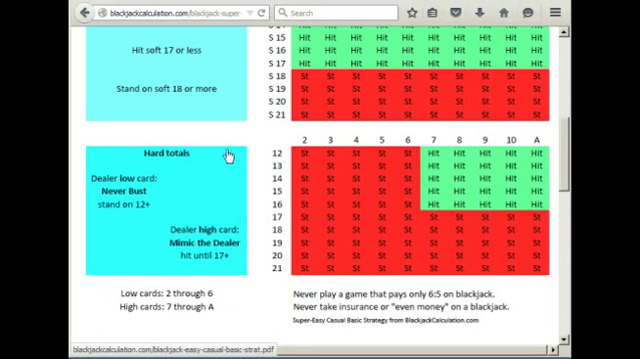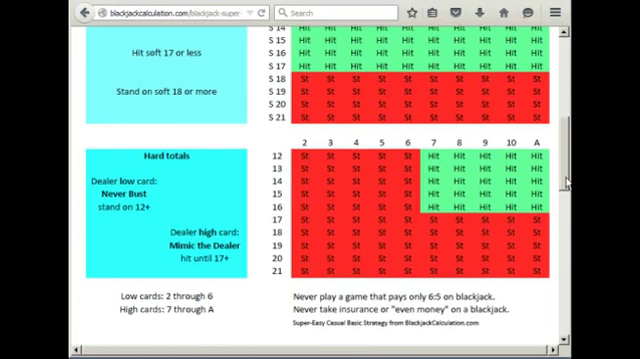Okay, here's the same information verbally. If the dealer has a low card showing, a low card is 2 through 6, never bust. You stand on 12 or more. If the dealer has a high card showing, 7 through ace, you mimic the dealer, that is, you hit until you get 17 or more.